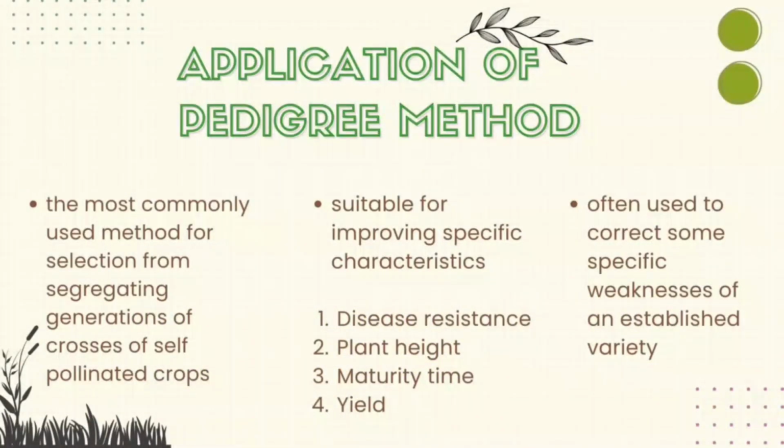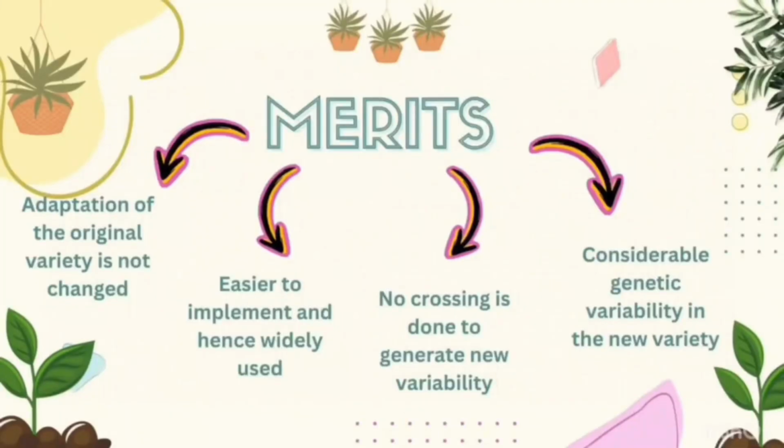Application of the pedigree method. It is the most commonly used method for selection from segregating generations of crosses of self-pollinated crops. It is suitable for improving specific characteristics such as disease resistance, plant height, maturity time, and yield. It is often used to correct some specific weaknesses of an established variety. Next, about the merits of the pedigree method.